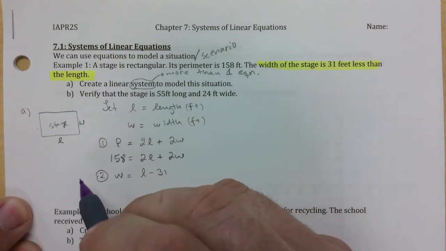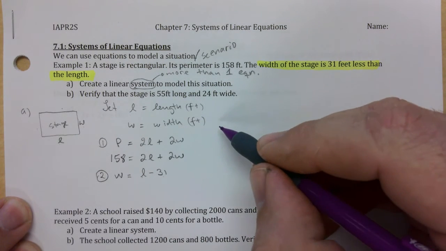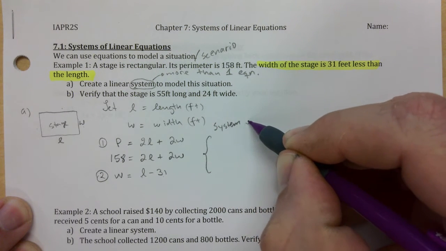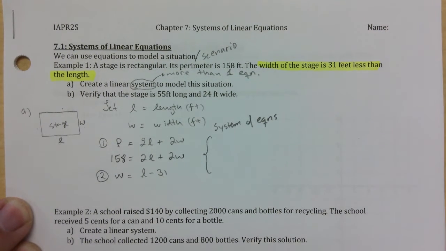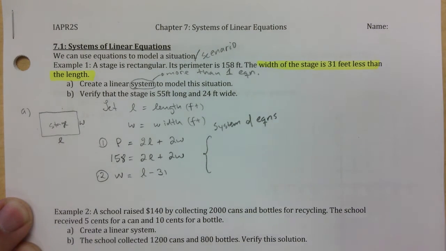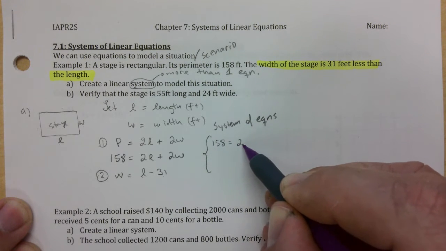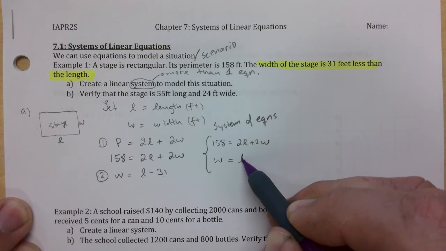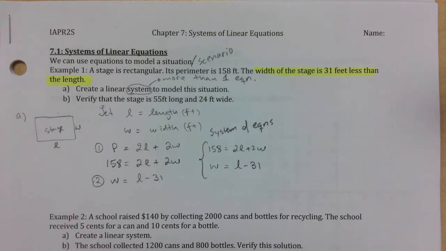Okay, so I'm going to clean this up. This is technically already our system, but we have our system of equations. Just to save some time here, I just write EQN or EQNS, right? Just to save ourselves some space. And so let's transfer it over. We have 158 is equal to 2L plus 2W, and W is L minus 31. So these are happening at the same time, okay? So both of them have to be true, right?